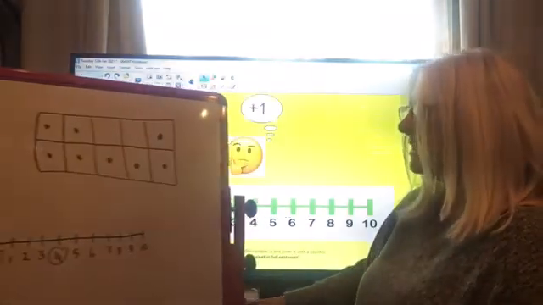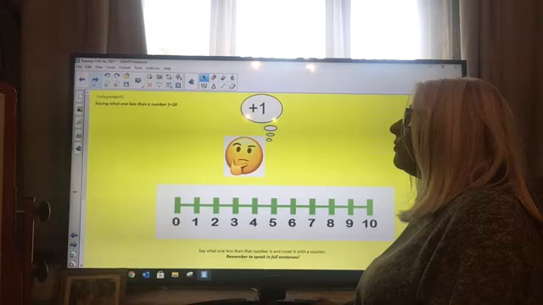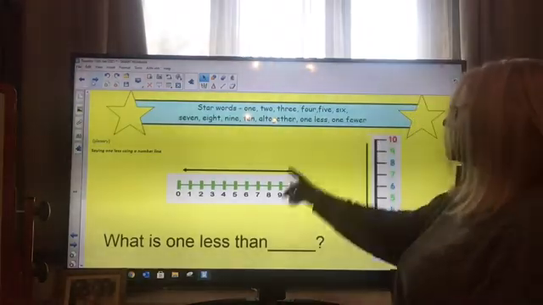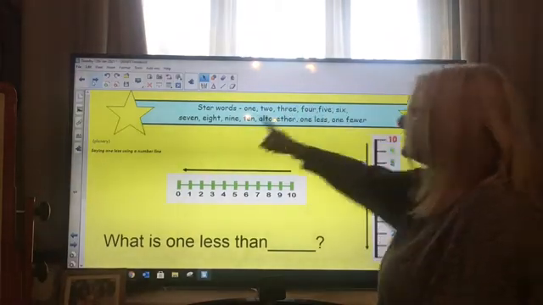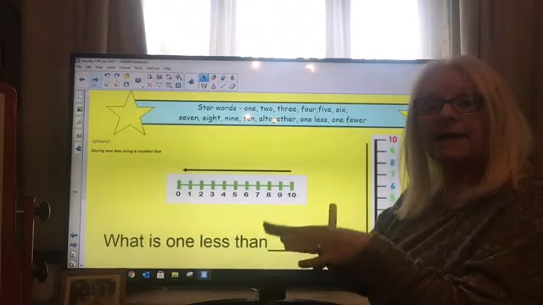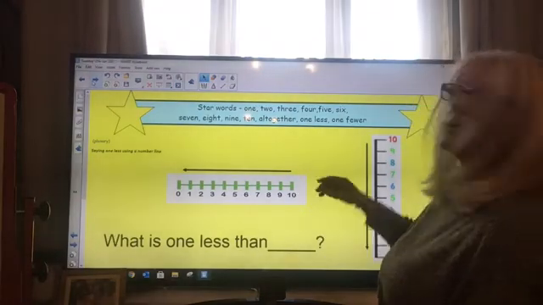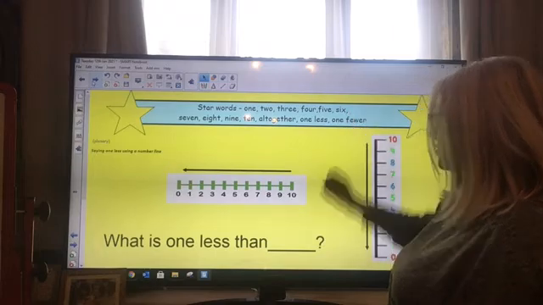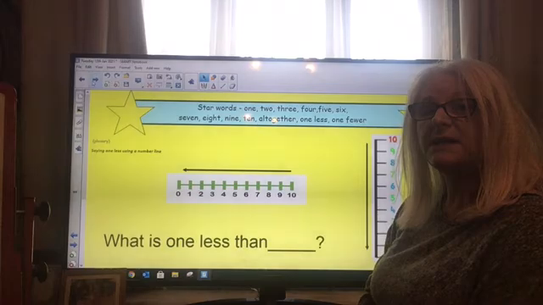So there's lots of different ways to play our game today. Finding 1 fewer or 1 less. Well done. Let's have a little look at our star words again for today. So we had our number words, 1, 2, 3, 4, 5, 6, 7, 8, 9 and 10. Then we had our word all together, when we find out how many there are all together. And then we had our key phrases, 1 less or 1 fewer. And we've used the number line today, and we've used a bead string today.